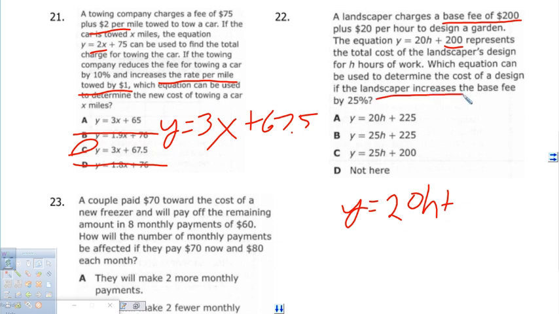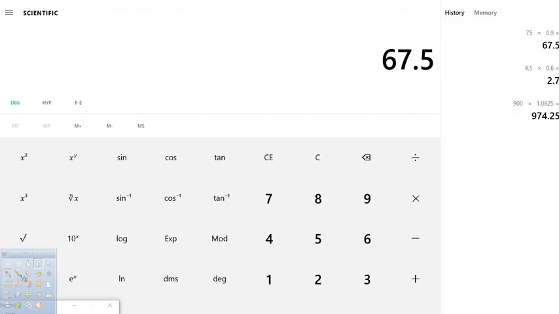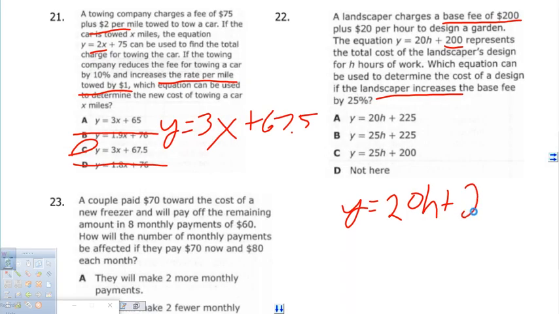we're going to increase the base fee by 25%. So we're going to multiply 200 by 1.25. So that's going to be 250. So plus 250. And there's that.